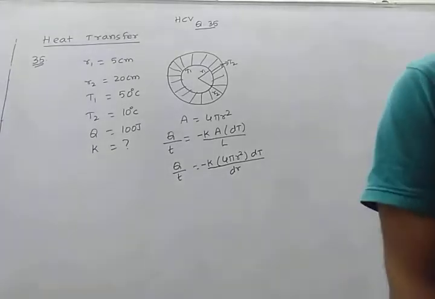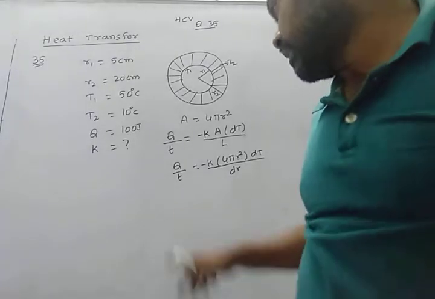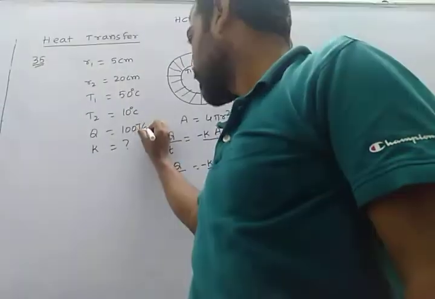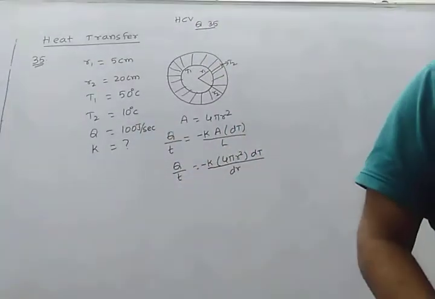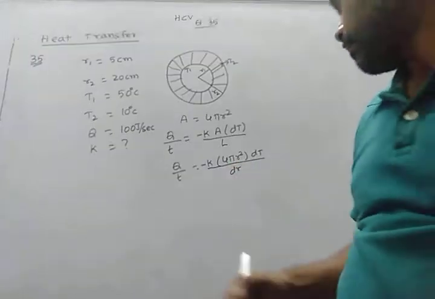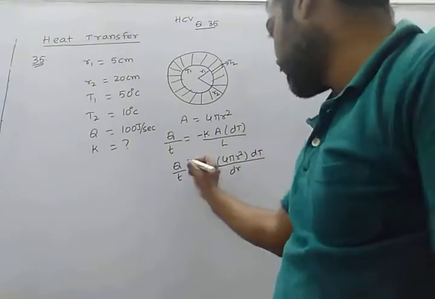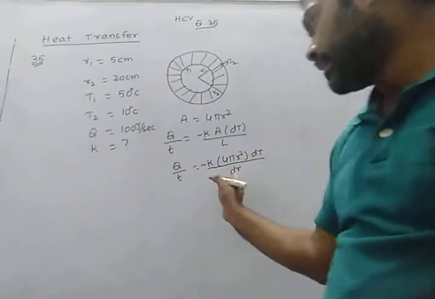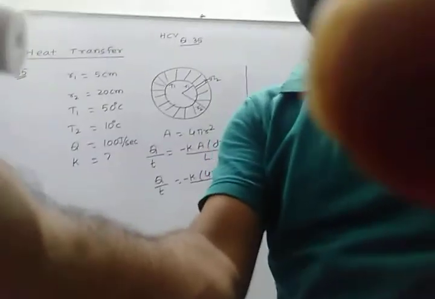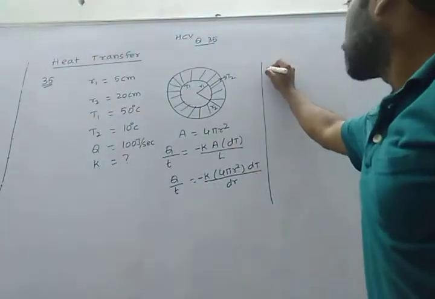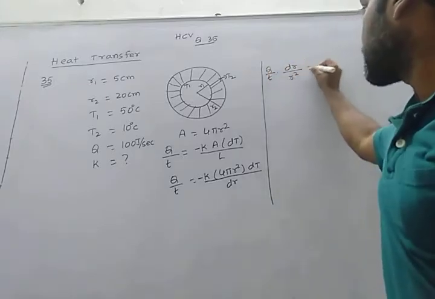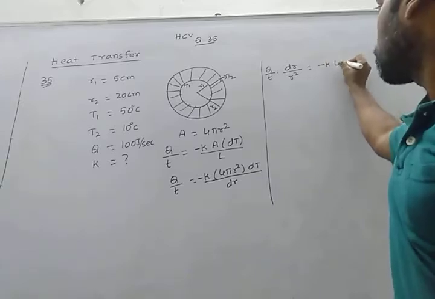Now the amount of heat transferred is given as 100 joules per second. Now make the dr terms to one side and the dT terms to one side. So I can write it as Q by t times dr by r square is equal to minus K into 4 pi into dT.